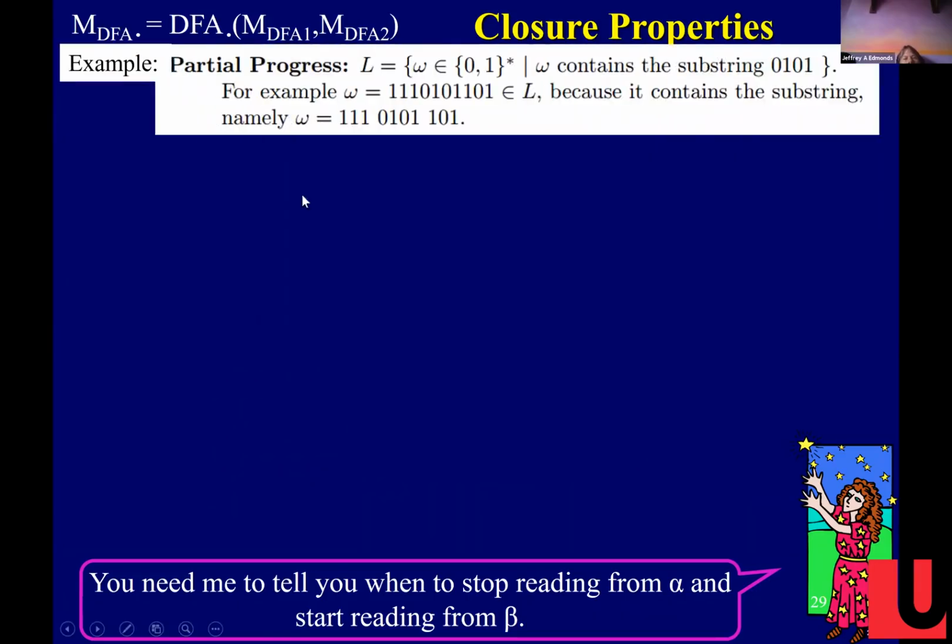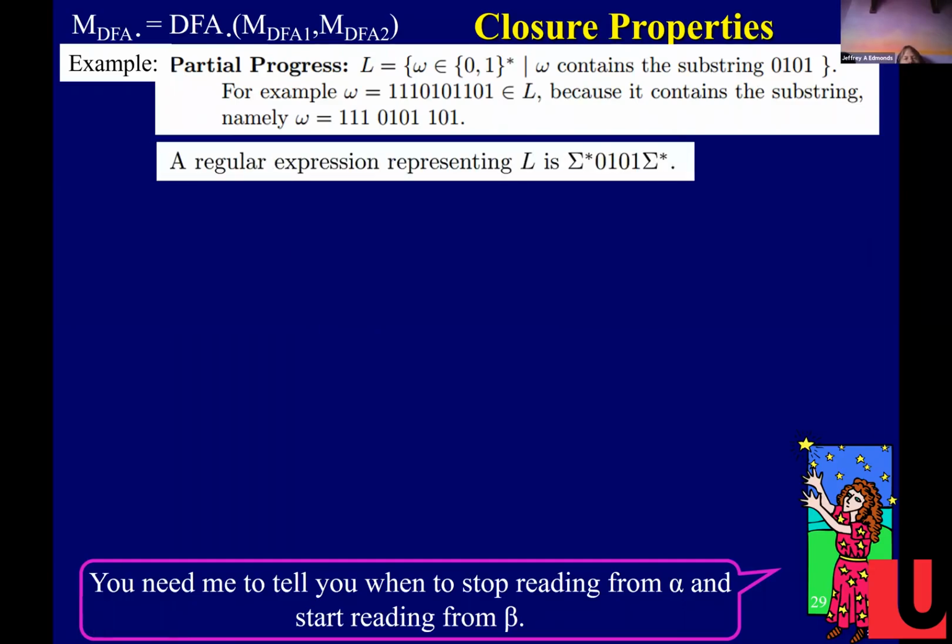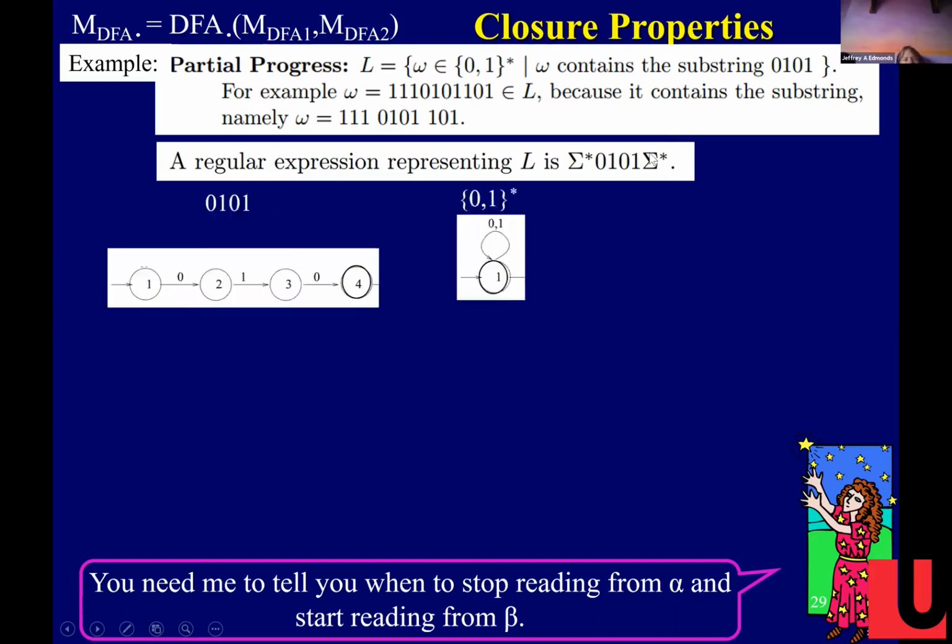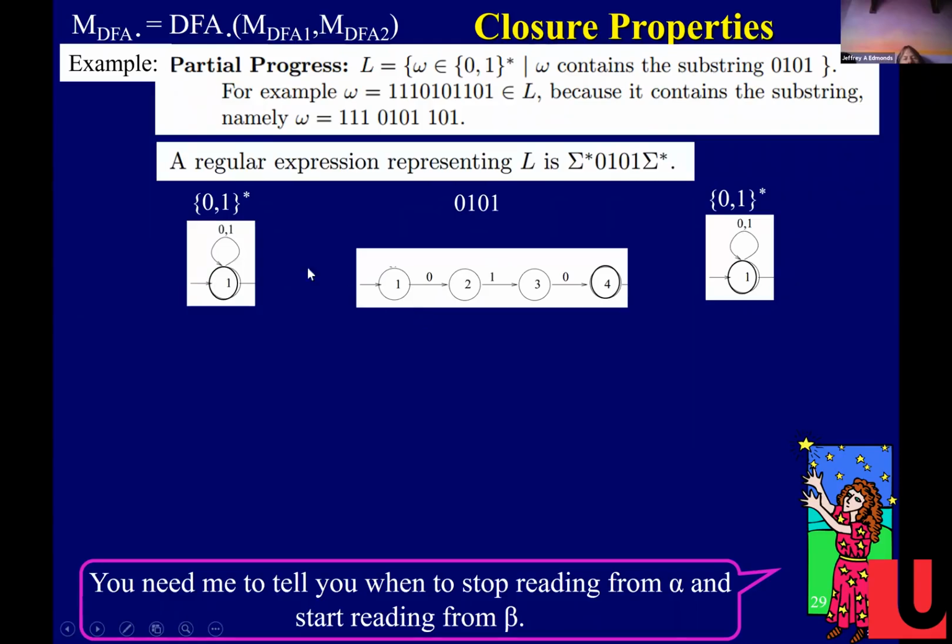So here's just an example. Suppose we want to have the language omega contains 0101. Remember, we did this example a few times in class. Here's a regular expression that does it: any characters followed by a 0101 followed by any characters. So now we have this language concatenated with this language concatenated with this language.